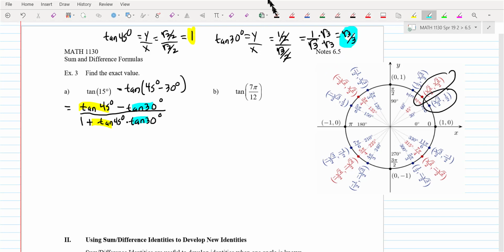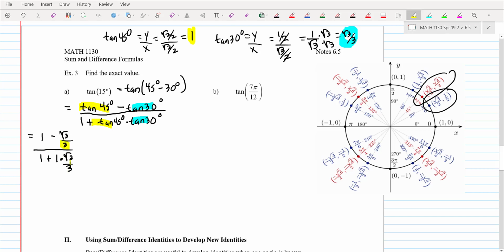Okay, and the algebra in this problem is a little bit more challenging than it is in the previous ones, like I said. So you would end up getting this. You would get 1 minus root 3 over 3. And then the bottom, you would have 1 plus 1 times root 3 over 3 like that. Okay, and there's a couple of things that we got to do. I want the denominators to be rationalized.